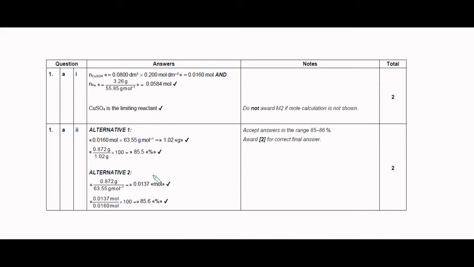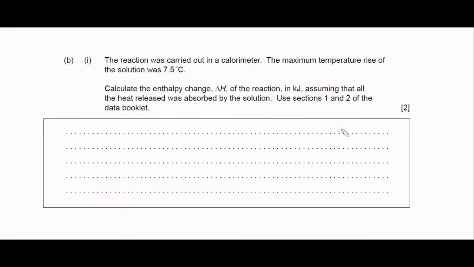So the A part of question number 1 from this paper is done. Next, we have to move to the B part. You may please pause the video and read through the question. So now I'll explain to you what is said here.